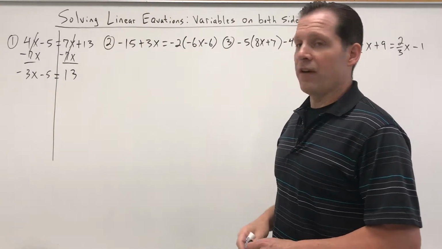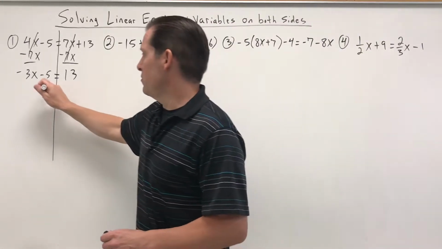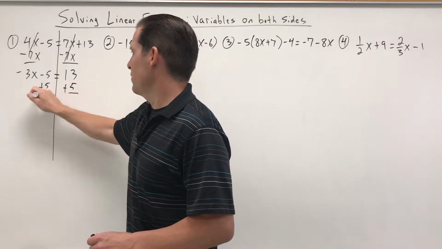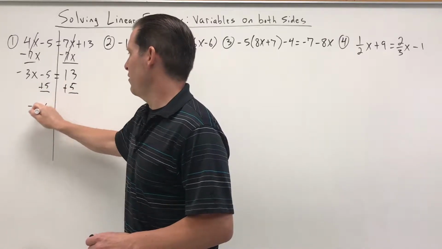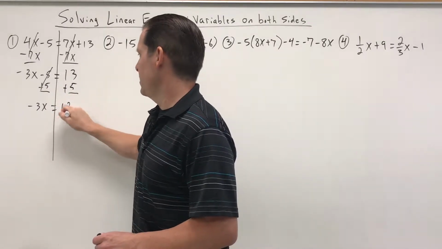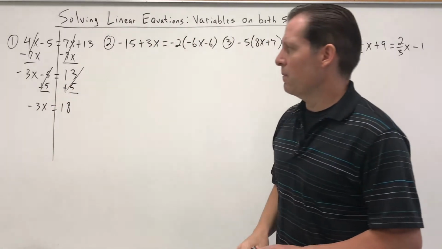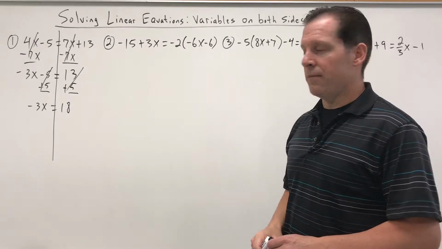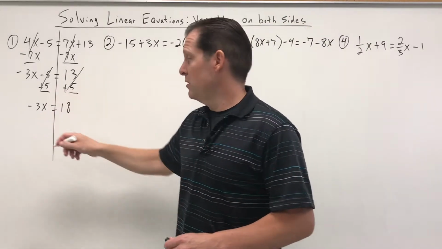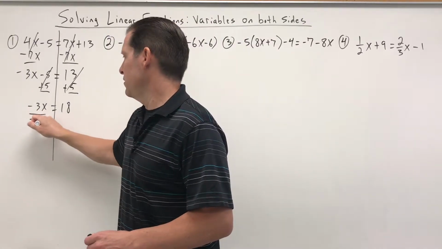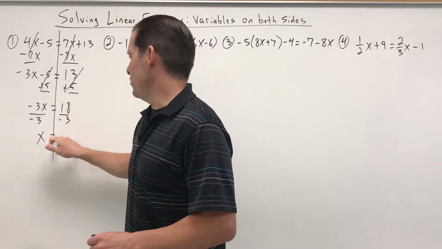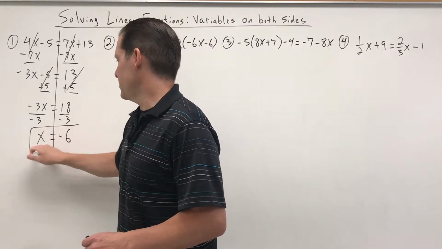Now I'm down to a two-step, and I've got the variable on one side. So I have to get rid of the 5. If I have minus 5, I'm going to add 5 to both sides. And that gives me negative 3x is equal to 13 plus 5, which is 18. And now I'm down to a one-step. This is a multiplication, so the inverse I'm going to do is division. I'm going to divide by negative 3, and that gives me x is equal to negative 6.